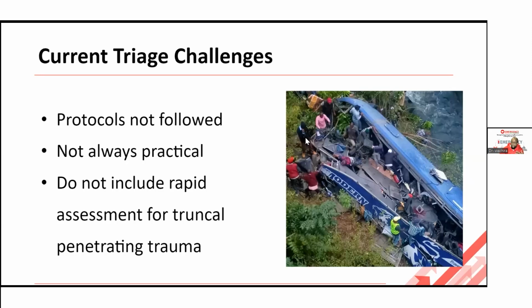Just for those who can't see, this is a bus, and on the top right corner is a river. This bus had plunged into the river, down from a bridge. So where is your casualty collection point? Where is your treatment area? You can see patients all over, and a lot of people who have gone in to try and help. How do you apply your pre-hospital triage tools in such a situation?